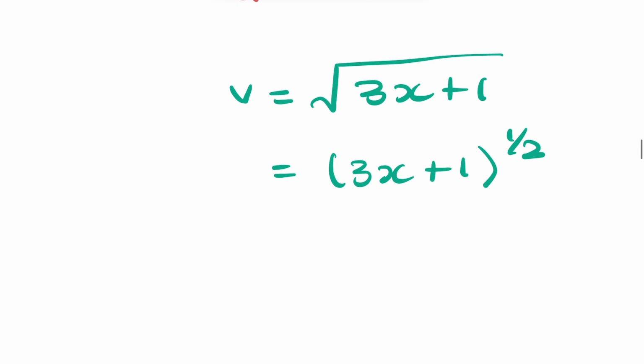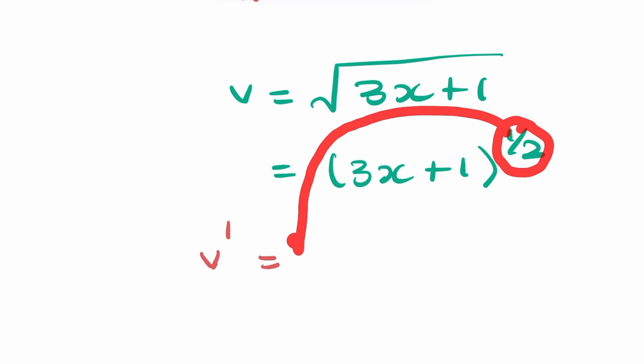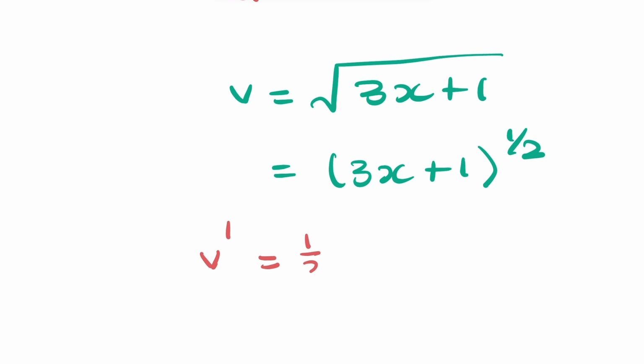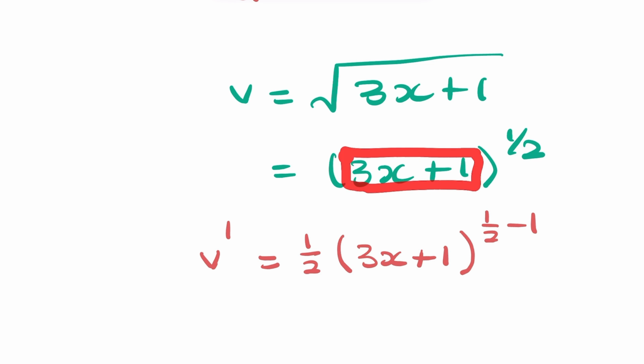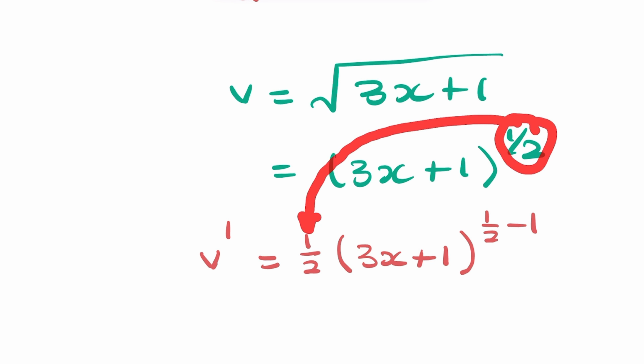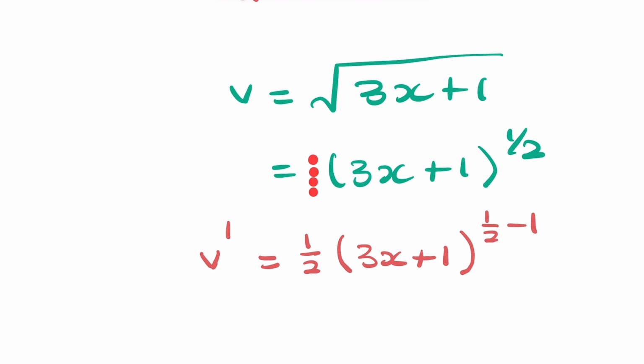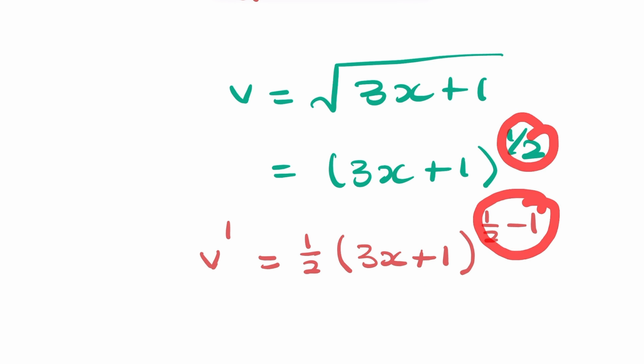I can say that the derivative of v is simply this power multiplied by 3x plus 1 to the power 1/2 minus 1. So we just pretend that this is x and differentiate it normally. So we multiply by the coefficient. So we imagine there's a coefficient of 1. We multiply 1 by half and put that there. We put this down exactly the way it is. We don't change it. And then we subtract 1 from the power.